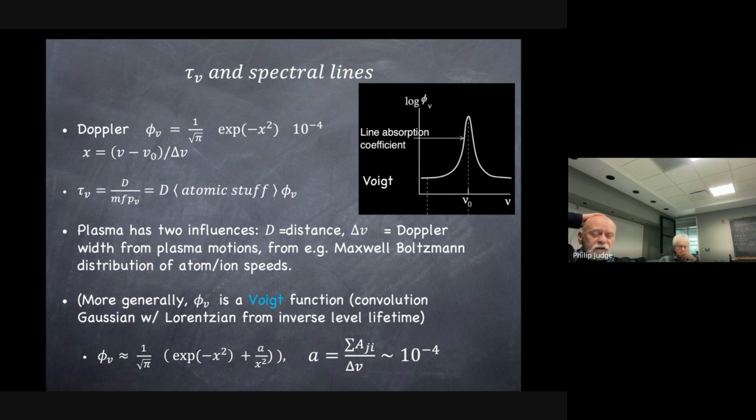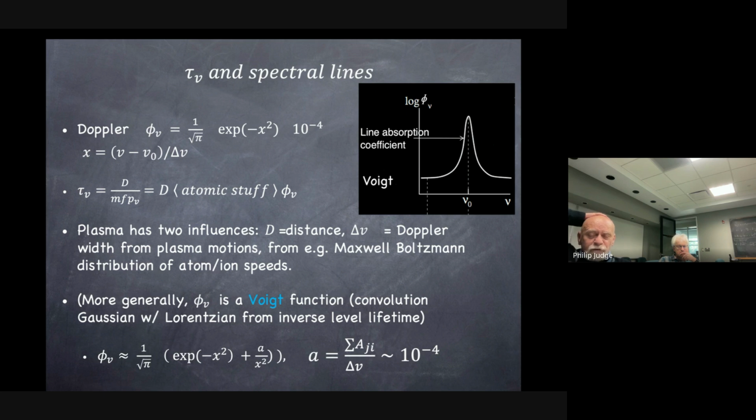The profile can conceptually be thought of as a normalization factor times e to the minus x squared, that applies at small x, plus, at frequencies say x greater than 3 or 4 from line center, a number called a over x squared. So this is not an approximation you would put into a computer program. It's just looking at the asymptotic behavior of x small and then x large.